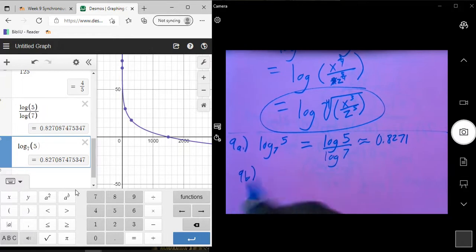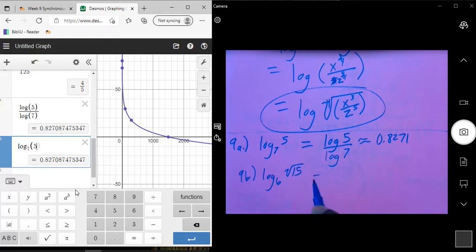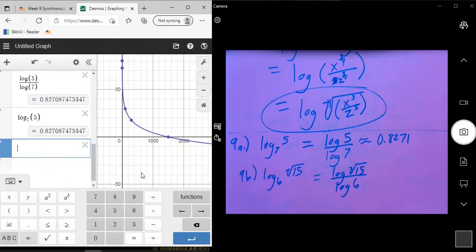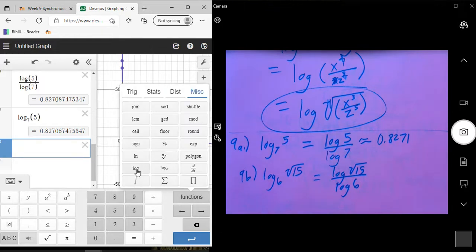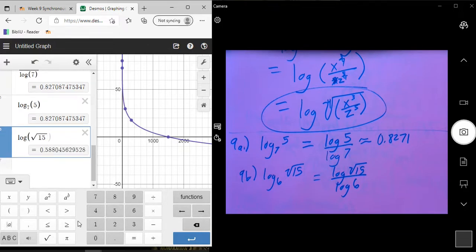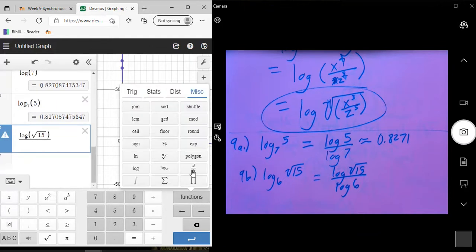So 9b, we have log base 6 of the square root of 15. So we will do log square root of 15 over log 6. So we'll do the log. Let's see, where's the square root? Square root of 15. So we'll close the parenthesis, divided by log 6.